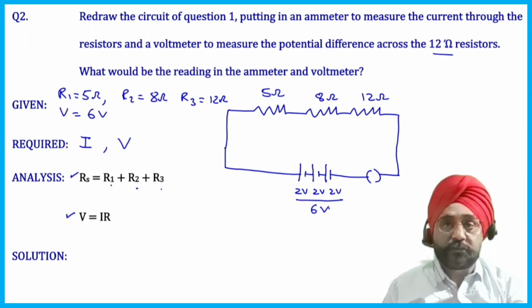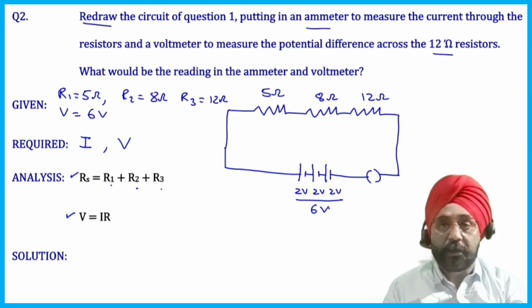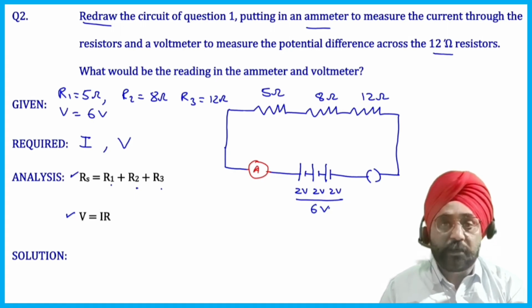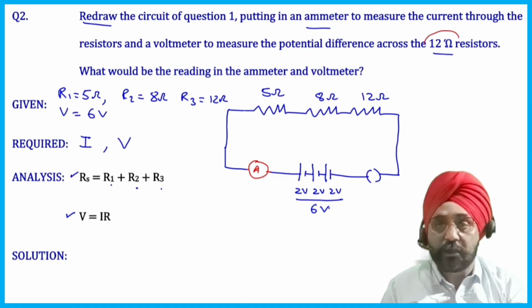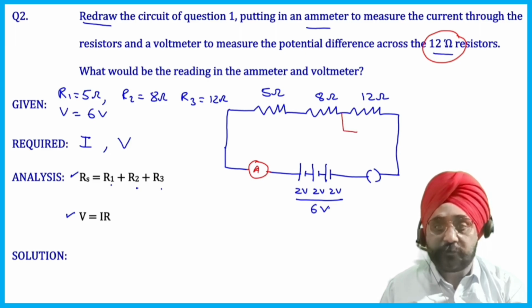So first of all we need to redraw the circuit putting in an ammeter and voltmeter. We connect our ammeter here. The voltmeter is connected in parallel. Where will we connect the voltmeter? Across the 12 ohm resistor, because we need to find the potential difference there. So the voltmeter is to be connected across the 12 ohm resistor. We connect the voltmeter like this.